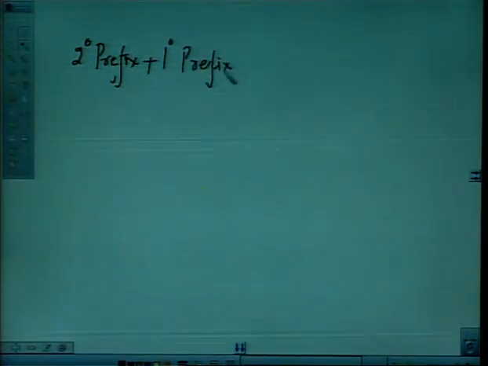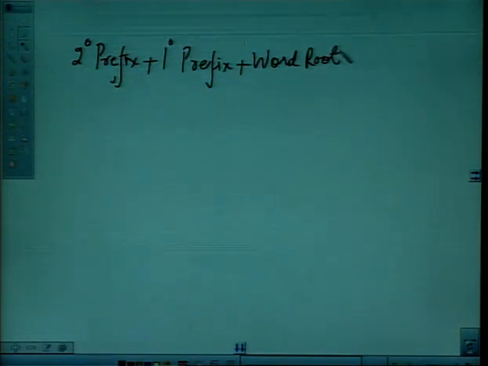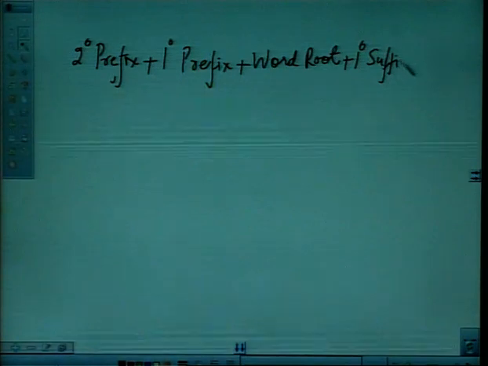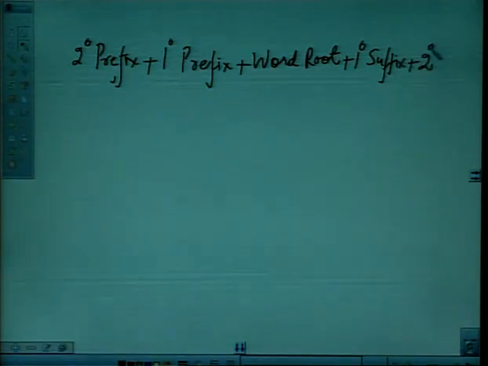So now we will discuss the IUPAC name. The correct order of the IUPAC name is secondary prefix plus primary prefix plus word root plus primary suffix plus secondary suffix.